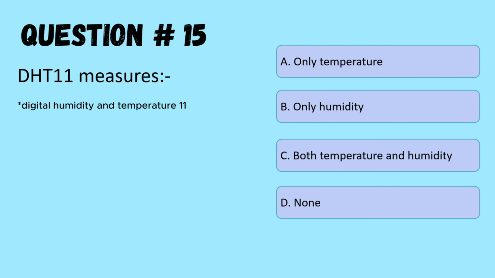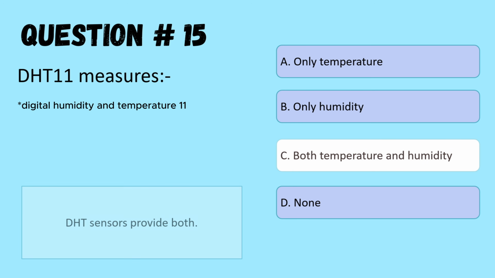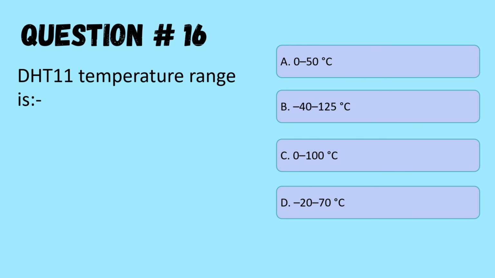So we are moving to the next question. Next question is: DHT11 measures? Options are only temperature, only humidity, both temperature and humidity, and none. So the correct option is option C, both temperature and humidity. So we are moving to the next question. Next question is: DHT11 temperature range is?